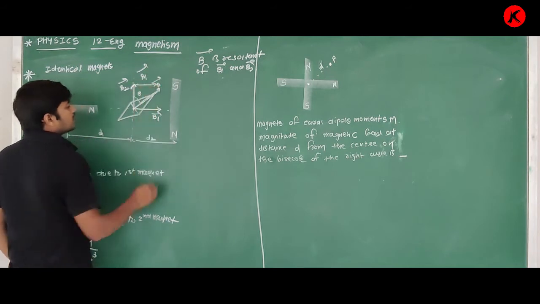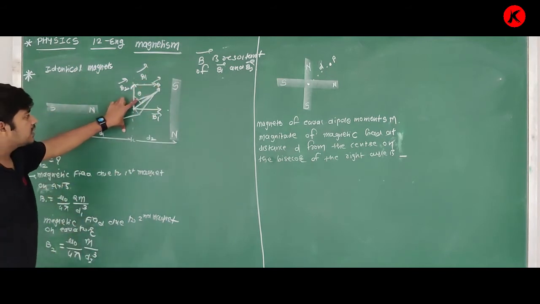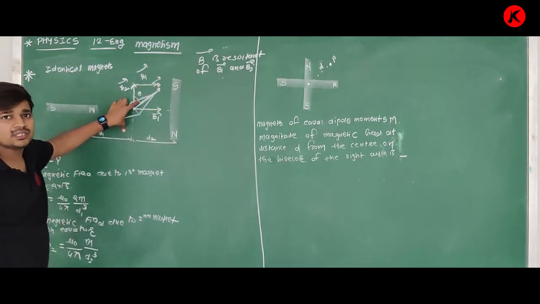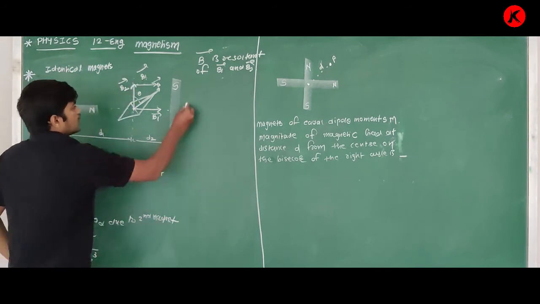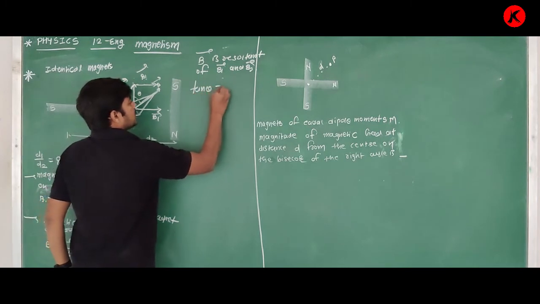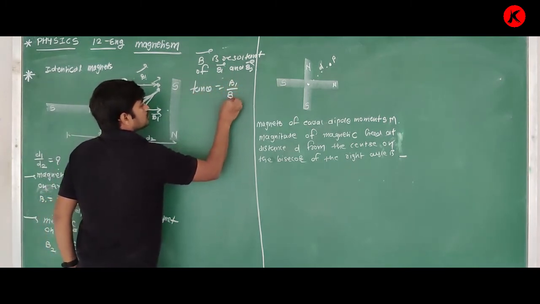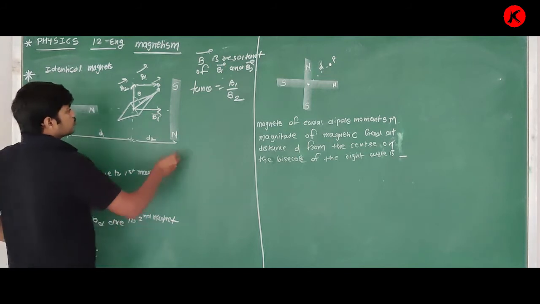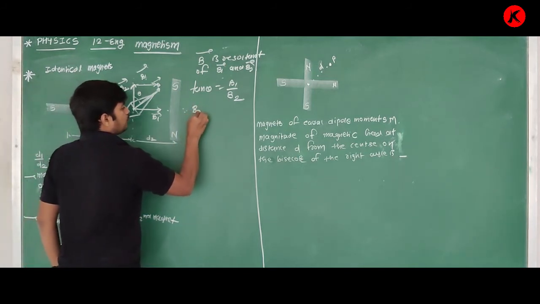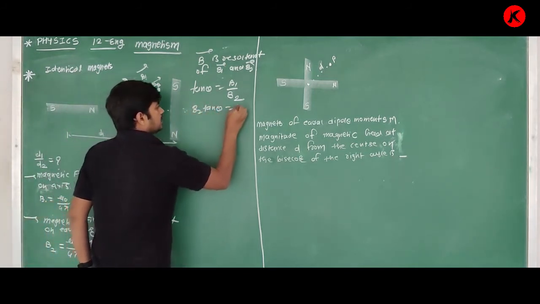So if you apply tan theta, tan theta means it is opposite side upon adjacent side. So from the figure you can say that tan theta is equal to B1 upon B2. Simple. Any doubt? Okay. So therefore B2 tan theta is equal to B1.